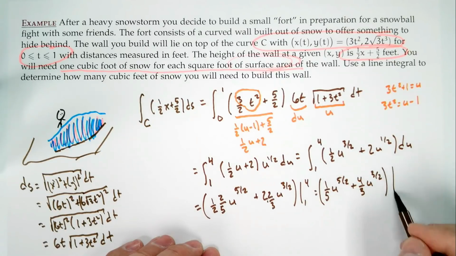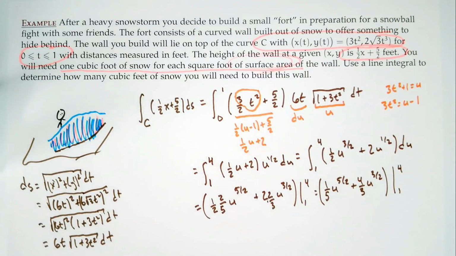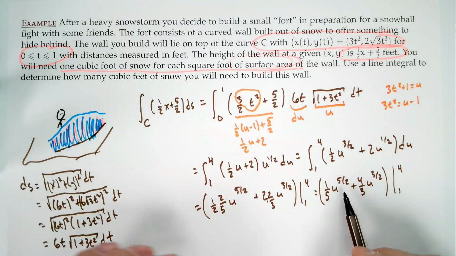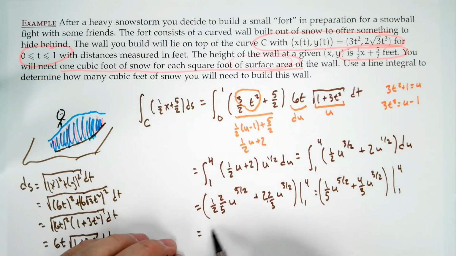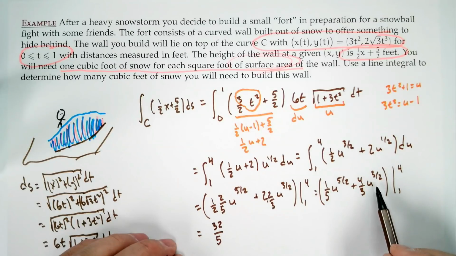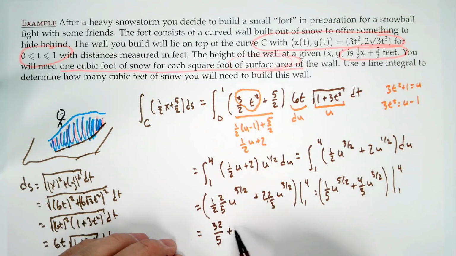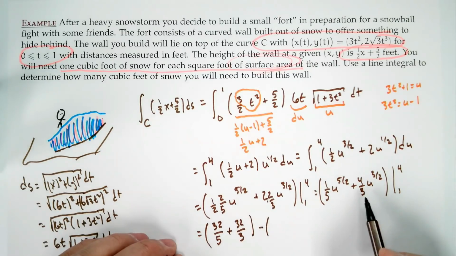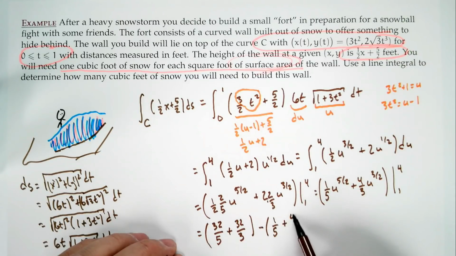Now we have to evaluate from 1 to 4. Now 4 turns out to be a very nice number since square roots are involved. Square root of 4 is 2, and 2 to the 5th would be 32. So 32/5. Then we're going to have another square root of 4, which is 2, but now cubed, which is 8, times 4. Well, 8 times 4 is 32/3. And we're going to subtract, plug in 1. Now, plug in 1 is easy because we just grab the coefficients, 1/5 and 4/3.